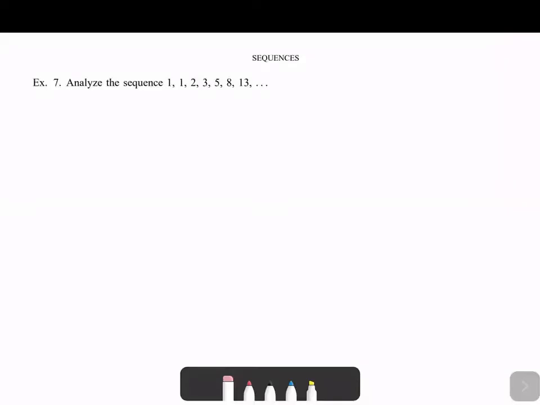Hi everyone, this is video 4, the last video on sequences. So far in our past videos, we have talked about the definition of a sequence, different types of sequences such as arithmetic, geometric, sequences of squares, sequences of cubes. So we have one last sequence to look at, and it's a very special type of sequence.